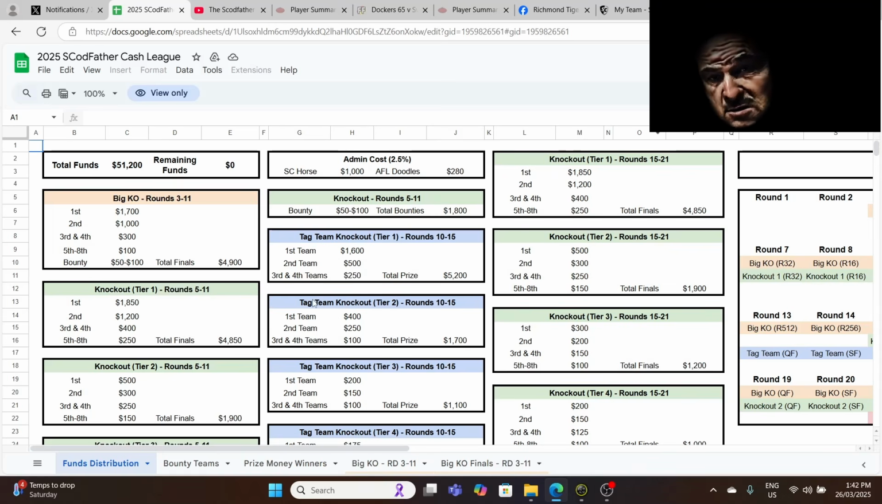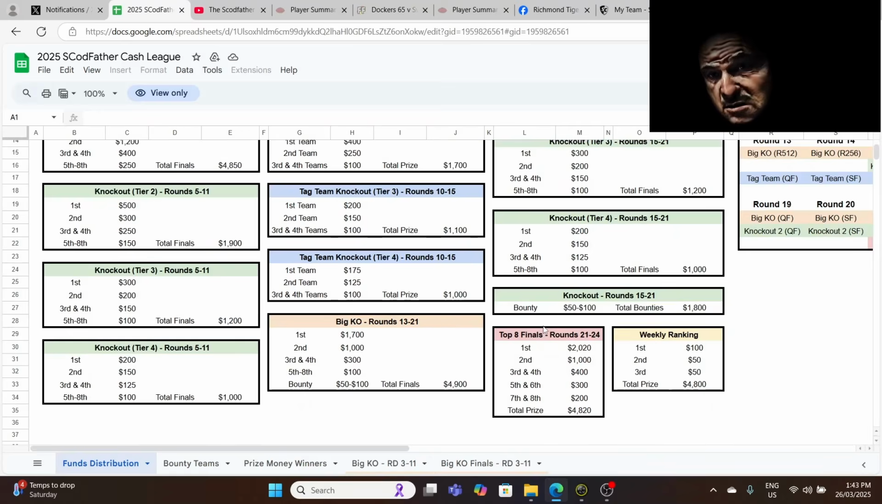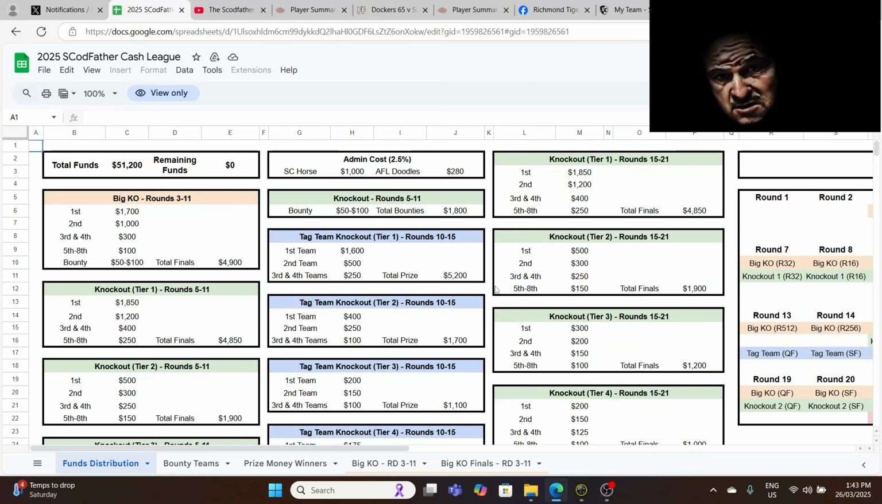Now, on the bottom here, you'll see fund distribution. You'll see bounty teams, prize money winners, big knockout round 3 to 11, then big knockout finals round 3 to 11. I'm going to explain what all these mean, and you have to click on these to see all the matchups. The first one is fund distribution, that's this page here, the page you're looking at right now. So you can see where all the funds are distributed to.